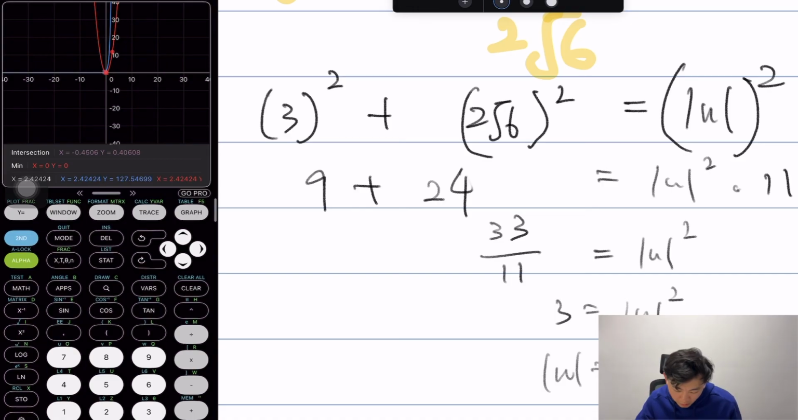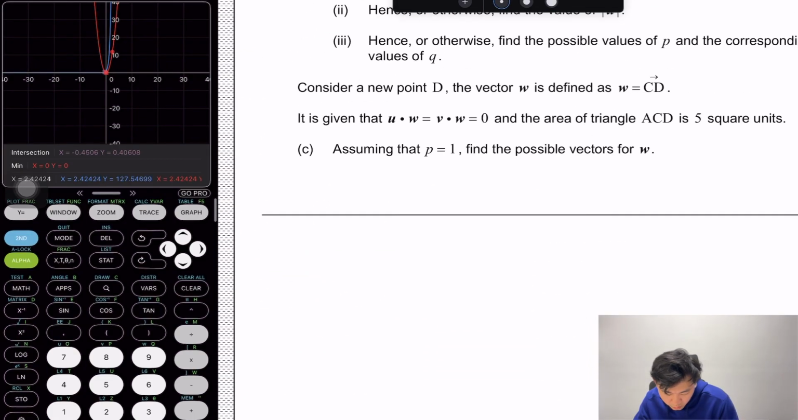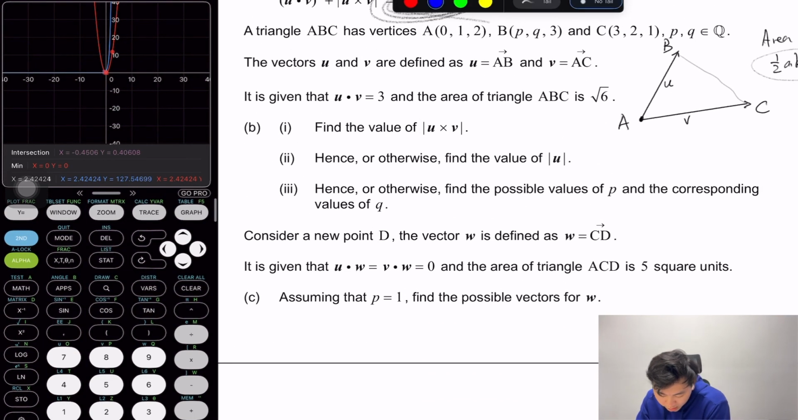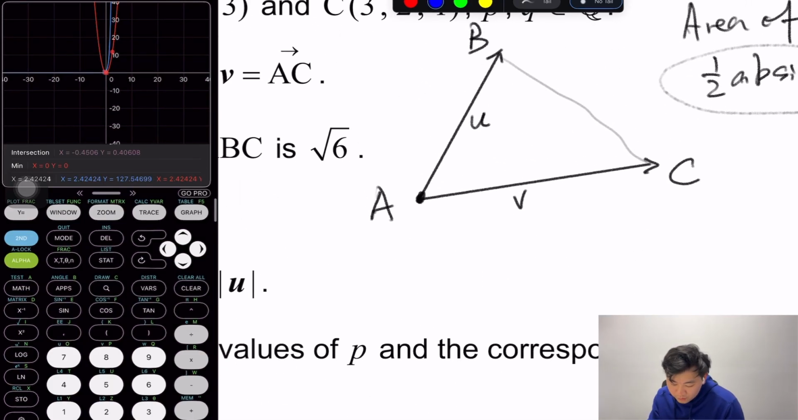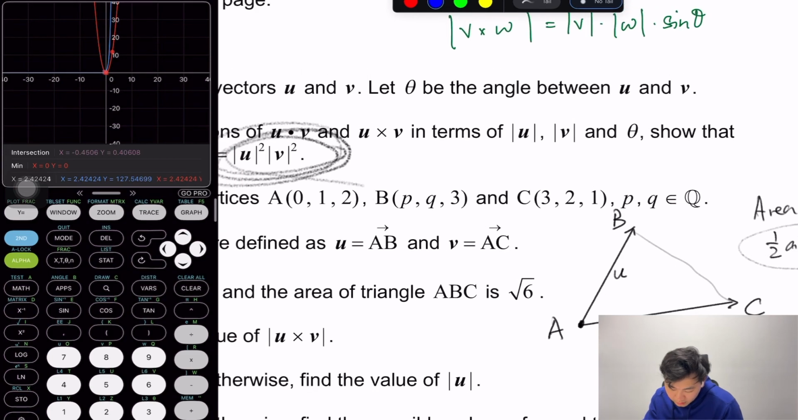Okay? Now, part B3. Hence or otherwise, find the possible values of p and then the corresponding values of q. Now, this one is again a little bit special because we need to figure out the vector first of all. Because just now we figured out the v, right? But we didn't know the u. What does the u look like? It looks like from B to A. Sorry, B minus A, right?